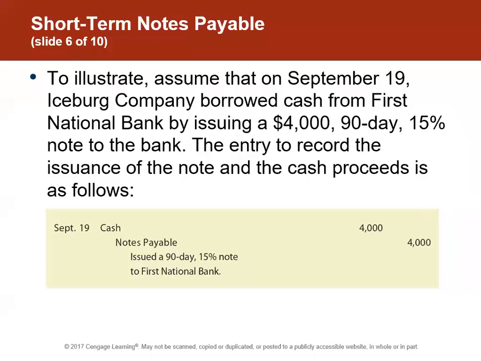So again, when we first issue the note, in this case, we're getting cash. So we debit cash for $4,000. And then we owe it, so we credit notes payable. Okay. So same idea here. We're just debiting cash instead of accounts payable.